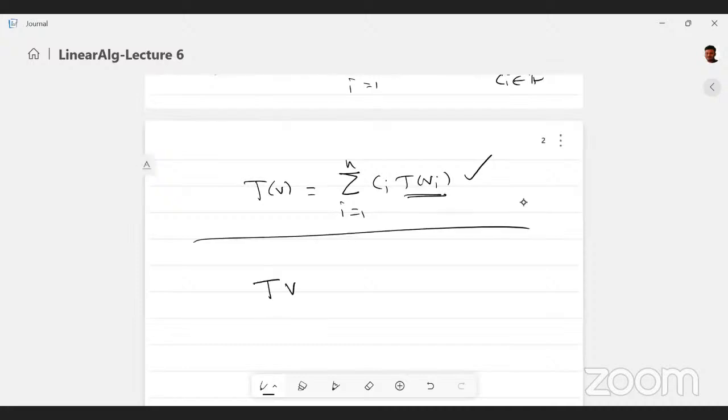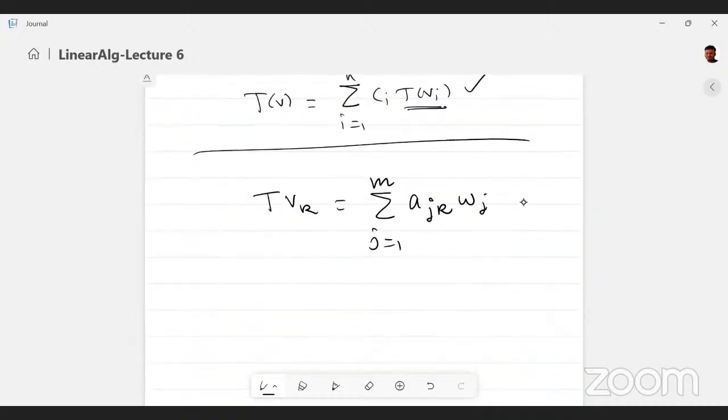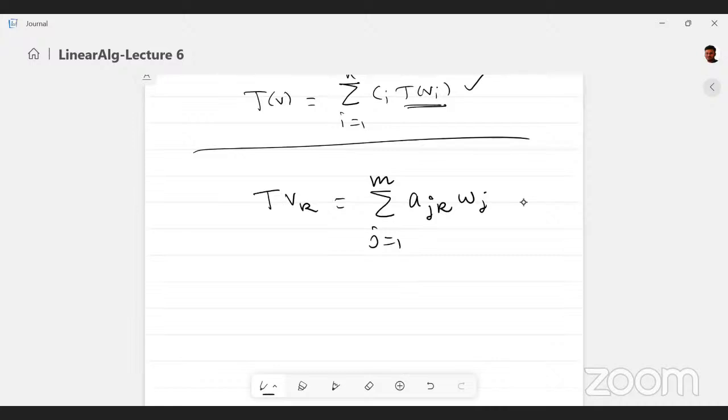T(Vk), and then we can write this T(Vk) as a linear combination of this basis Wj. Then you can get some scalars, which I denote by Ajk. So this T(Vk) will be equal to the summation of Ajk Wj, where j is running from 1 to n. So I know that T(Vk) can be written as some linear combination of Wj with some scalars. That scalars I am denoting by Ajk.